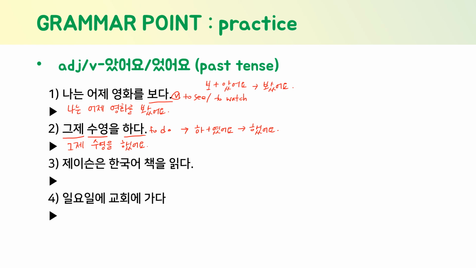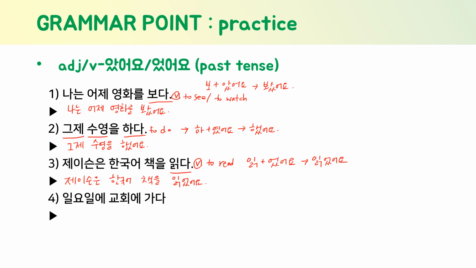Number 3, 제이슨은 한국어 책을 읽다. What's the verb here? The verb here is 읽다, which means to read. So 읽다 becomes 읽었어요. So 제이슨은 한국어 책을 읽다, in the past tense, becomes 제이슨은 한국어 책을 읽었어요.